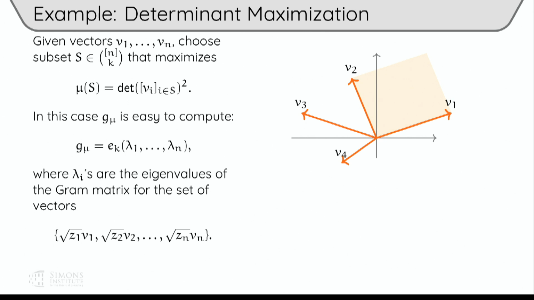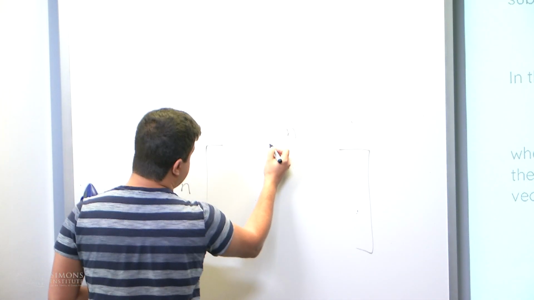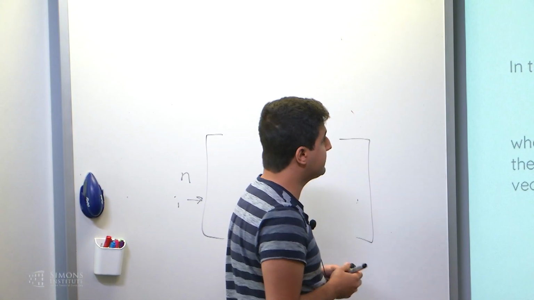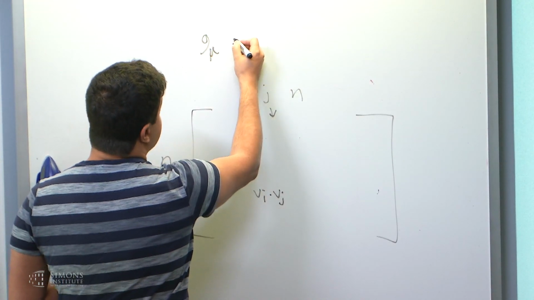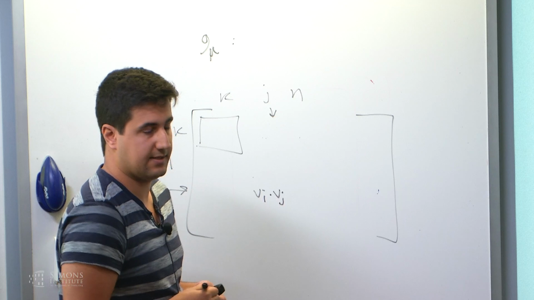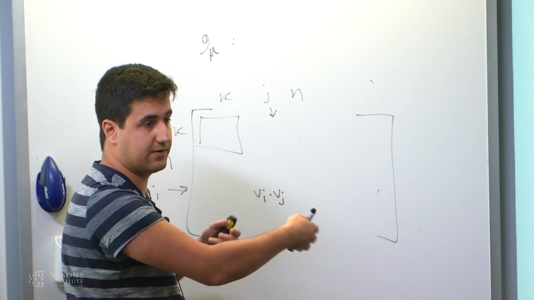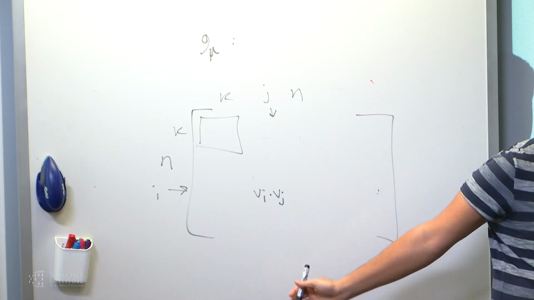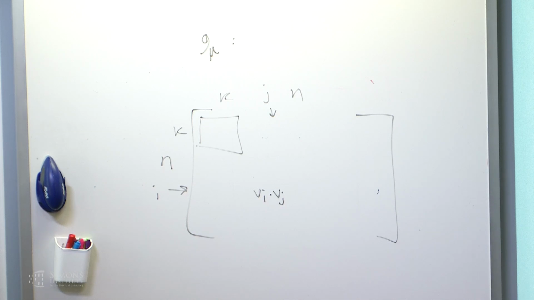The associated polynomial to this discrete function is easy to compute. If you form the Gram matrix of these vectors, an n by n matrix where in entry ij you write down vi dot vj, what you're trying to compute when computing g mu is the sum of k by k minors of this matrix. Every k by k minor, its determinant gives you the volume squared of the corresponding vectors in that subset, and the sum of the k by k minors is the elementary symmetric polynomial applied to the eigenvalues of this matrix. So the polynomial in this case is easy to compute, but can we use that polynomial to do discrete optimization? That's the question.